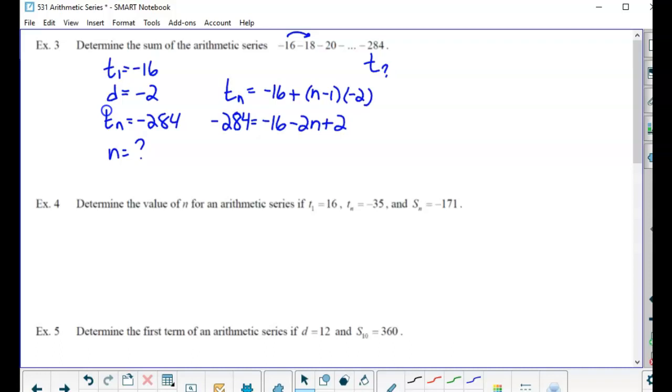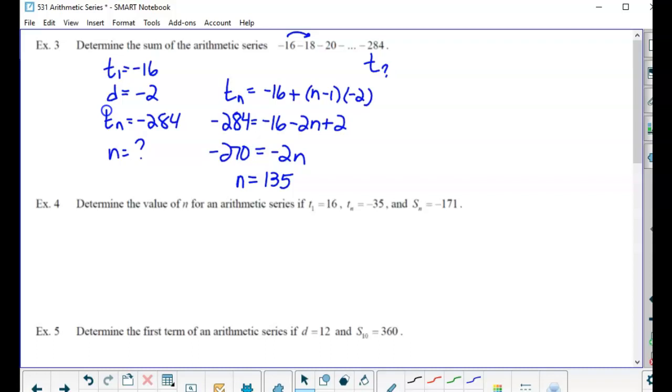So negative 284 plus 16 minus 2 is negative 270. N cannot be negative. Never, never, never negative. So if you end up giving me a negative value, you did something wrong. Okay, so n is 135.